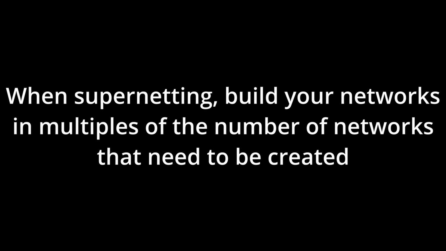When you are supernetting, the rule is you need to build your networks in multiples of the number of networks to be created and aggregated. So, to get 4096 addresses, we need to aggregate 16 networks. So the first network will be 0 through to 15. Don't forget, 0 is the first network. 10 is not a multiple of 16. Then 16 through to 31, and so on until you get to that 256.